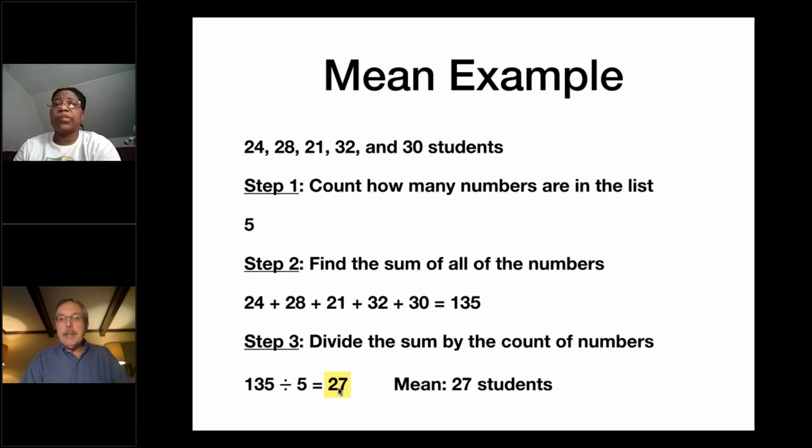So we've got a mean of 27. So on average, there are 27 students in a 5th grade class there.